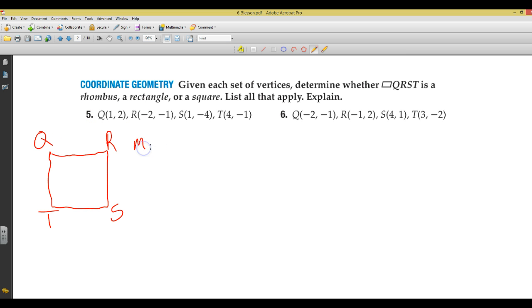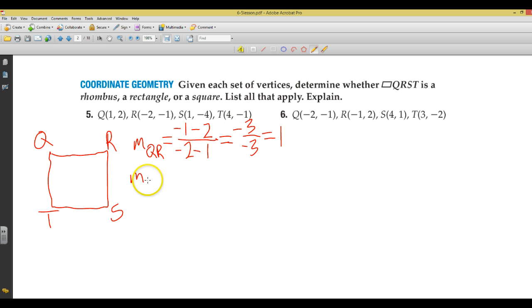So the slope of QR, so that would be my change in y over change in x. So for my y coordinates, I would have -1 for R, 2 for Q, and the change in x coordinates for my R is -2, and for my Q is 1. So if I simplify this, I would have -3 over -3, which is equal to +1.